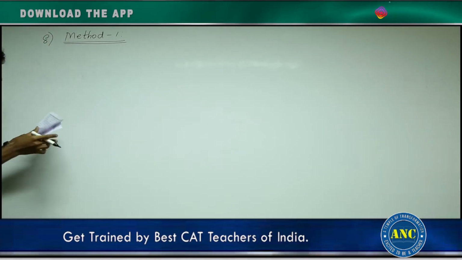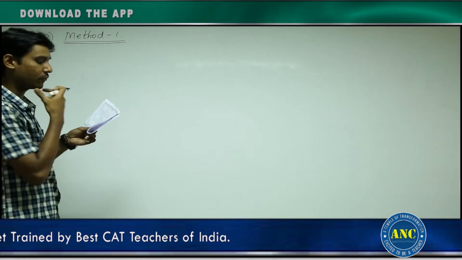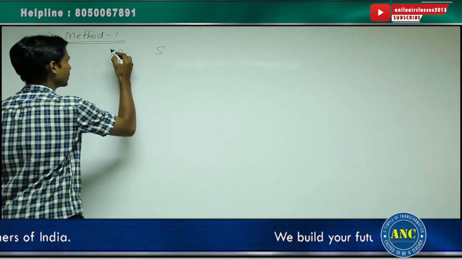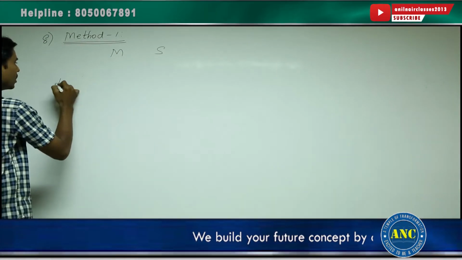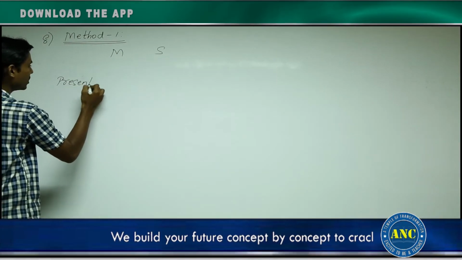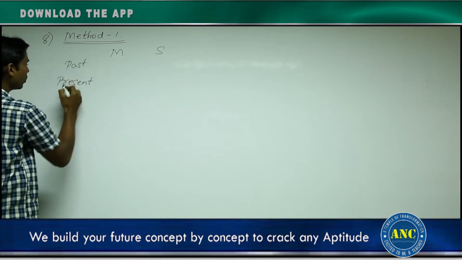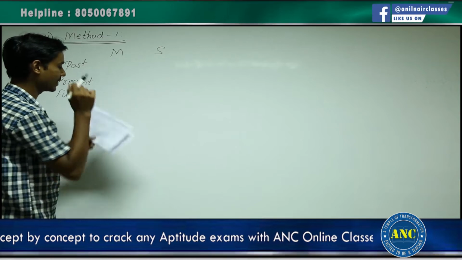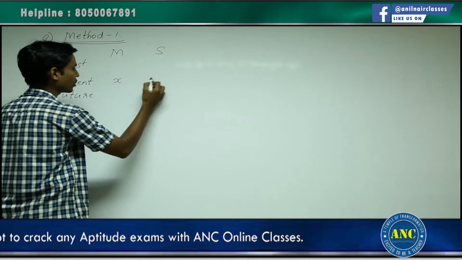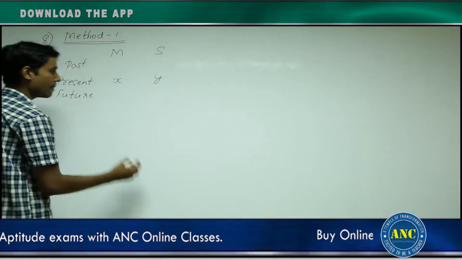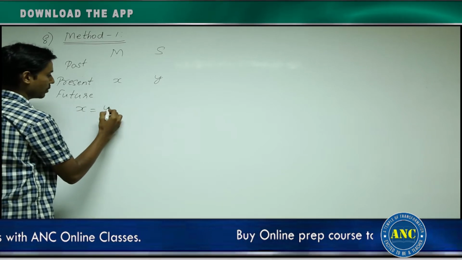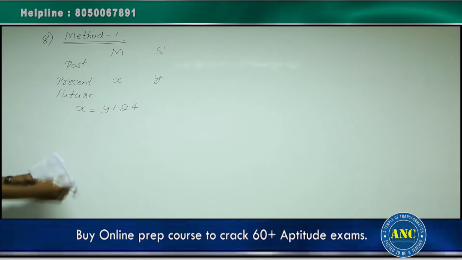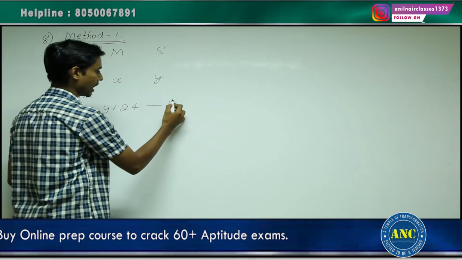See here. Eighth one. A man is 24 years older than his son. First of all, there are two people. One is the man, the other is the son. I'll call them M and N. Any person will have a present situation, past situation, and also a future situation. If I call the present ages of man and son as X and Y, X is 24 years older than Y. This is the first equation that can be formed.